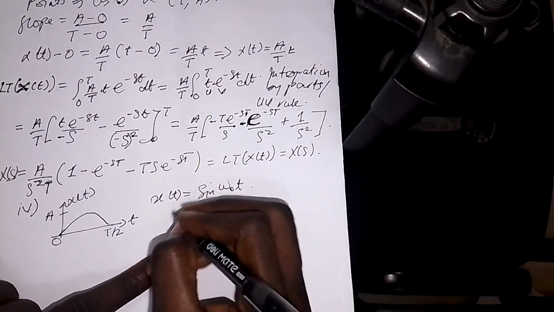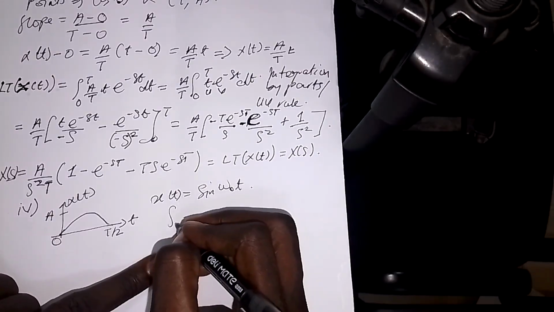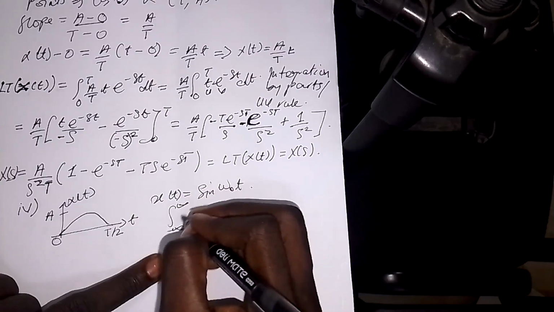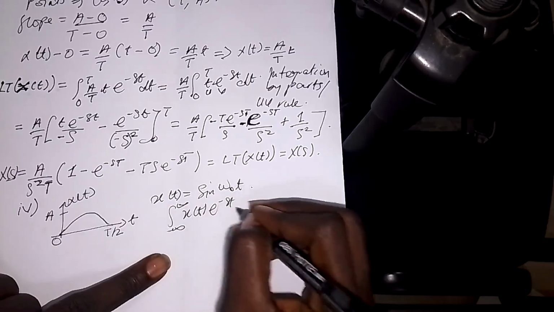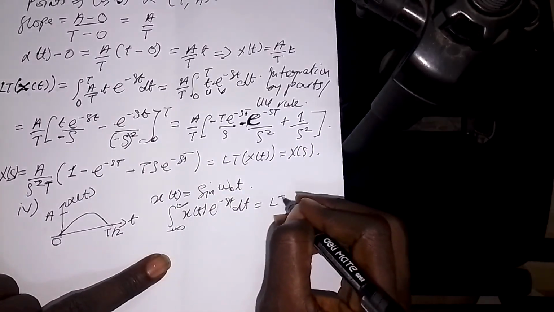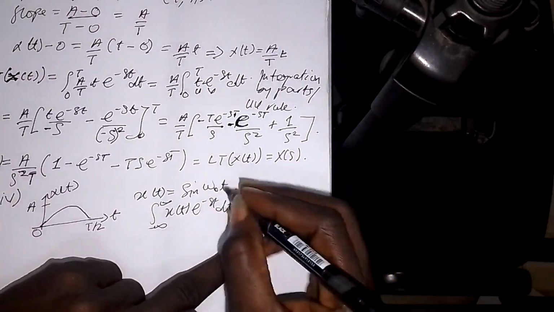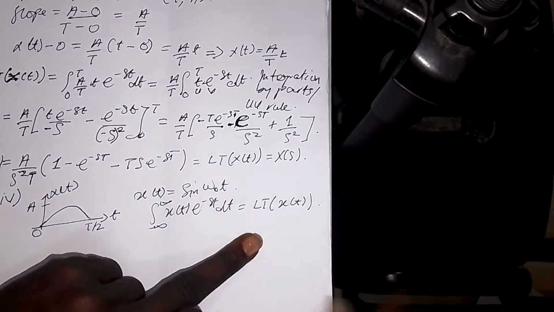So now I'm going to have, let's say, minus infinity to infinity of x of t into e to the minus st dt, which is going to be the Laplace transform. The Laplace transform of this particular function, which is x of t.